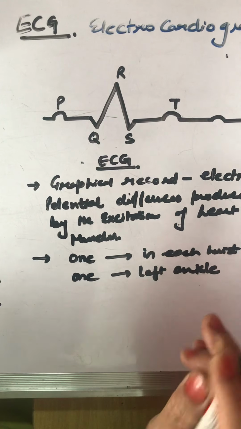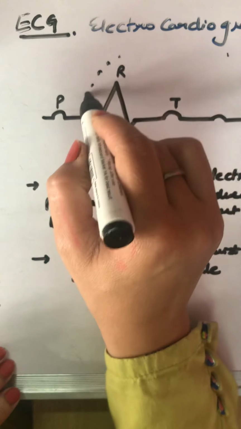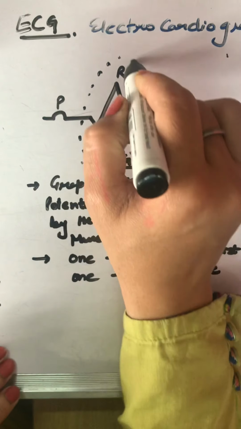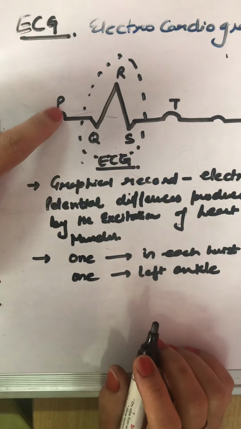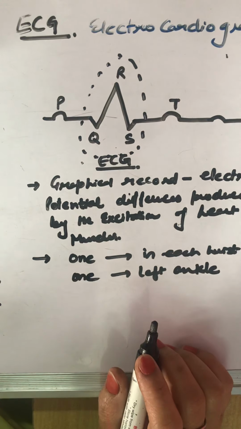And we monitor the heart activities by counting the number of QRS complexes formed in a given time period. We can determine the rate of heartbeat of an individual.